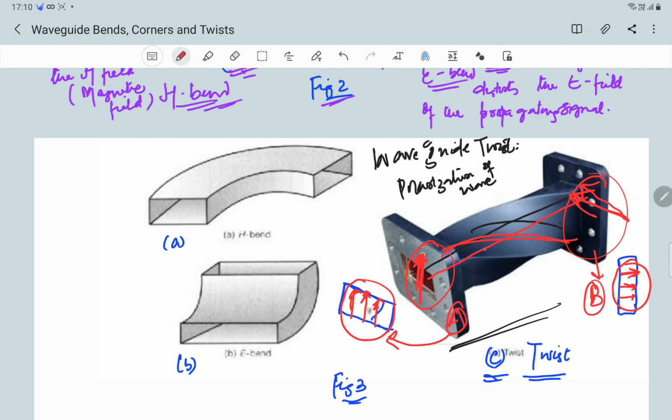Now again, to avoid reflections from this twist, the length should be an odd multiple of a quarter wavelength. But in most cases, this length L from one port to another port along the longitudinal axis is kept to a minimum of 2 wavelengths.